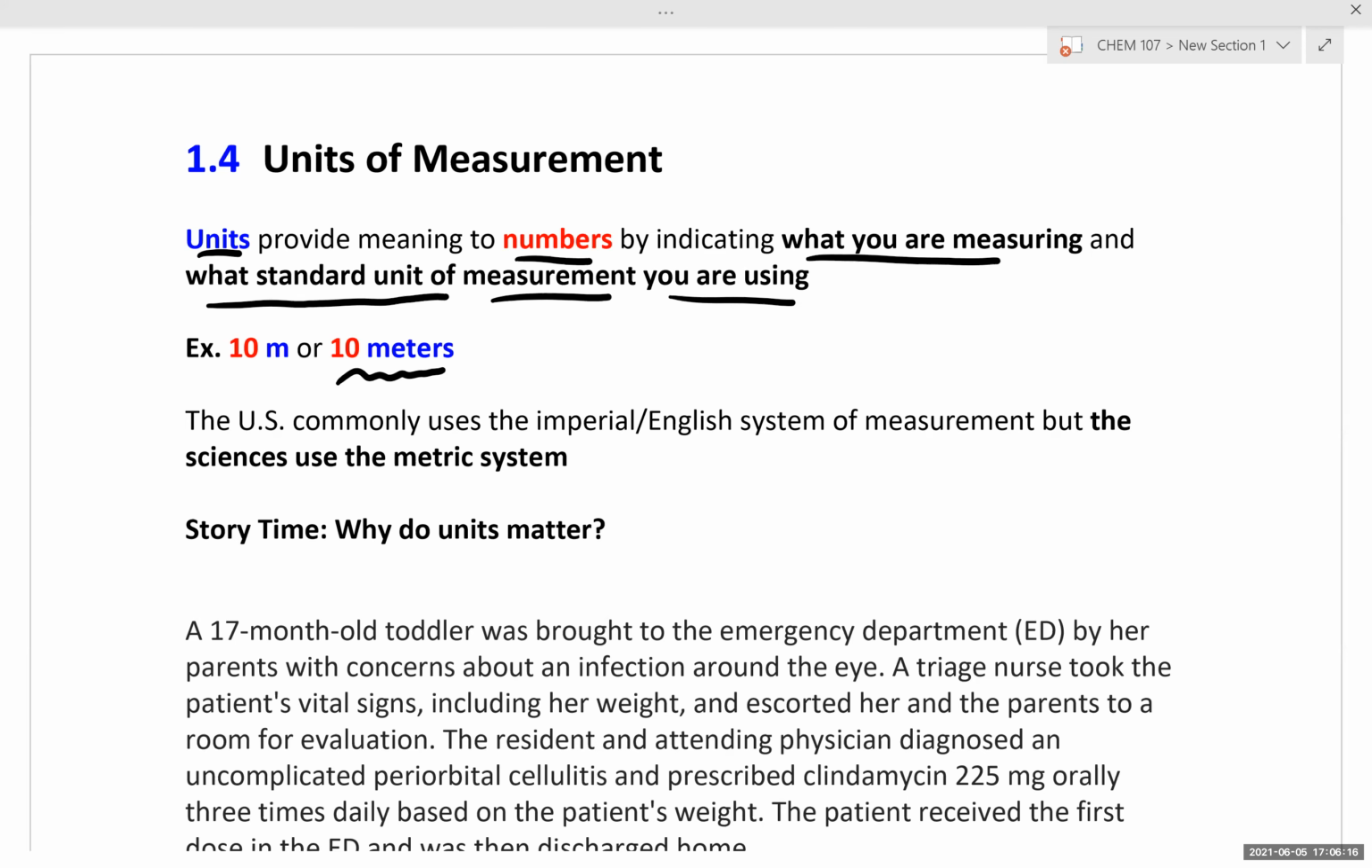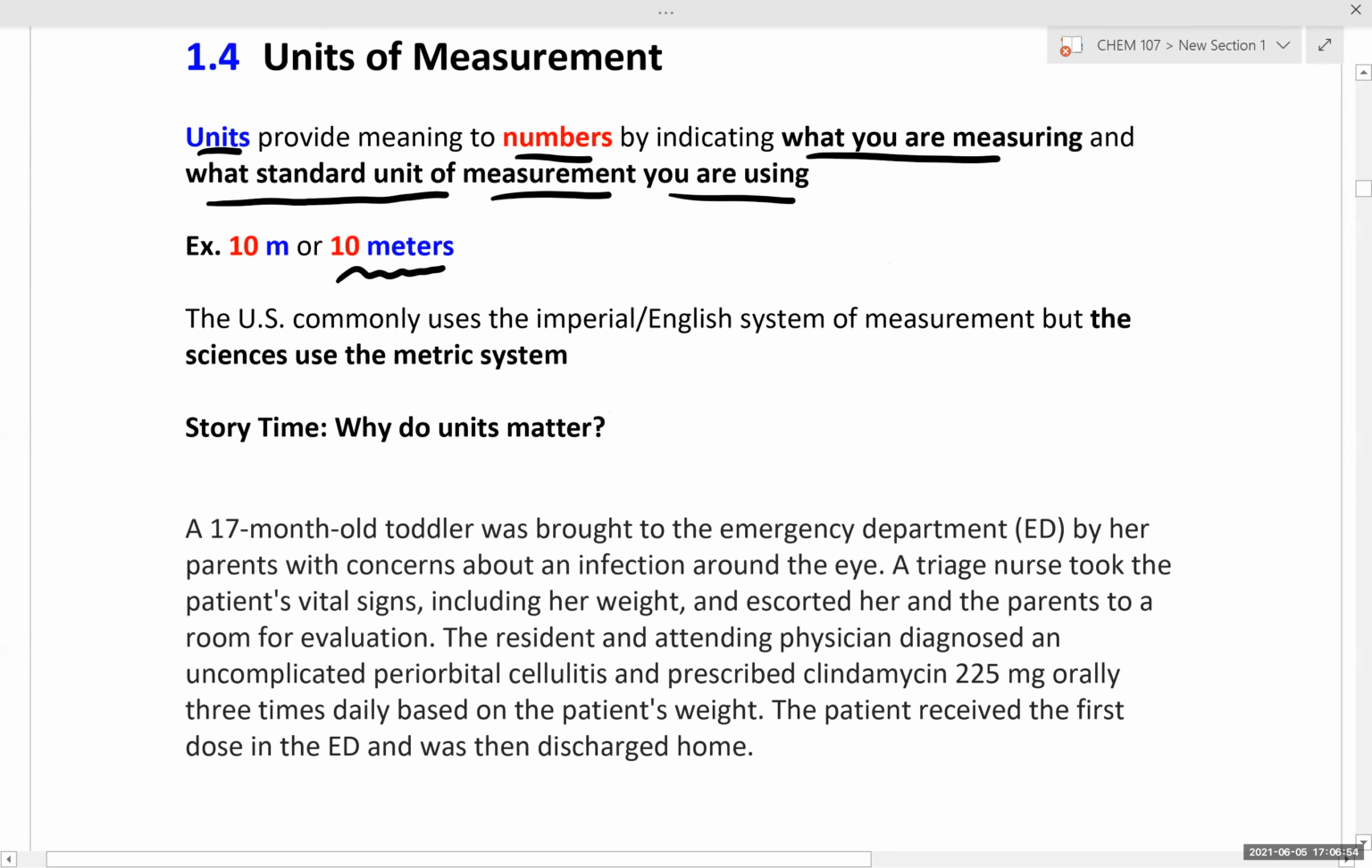Now, the US commonly uses the English system of measurement, but the sciences typically use the metric system. And when we think about the importance of units, it's really important to understand the relationship between different units, even in different systems, such as the English and metric system, because if you incorrectly handle units, or if you incorrectly measure out the wrong amount of material, it can have significant consequences when running an experiment.